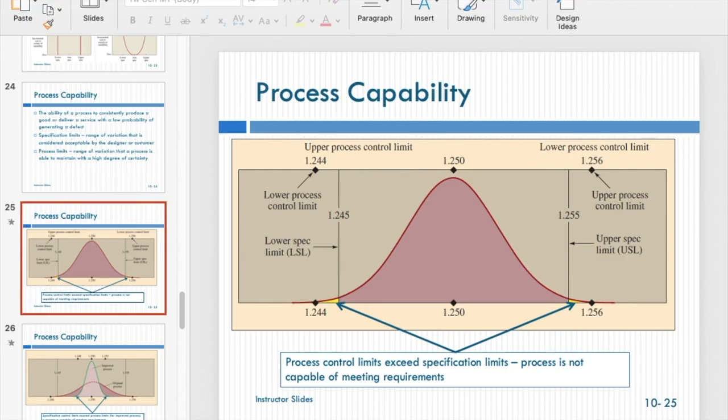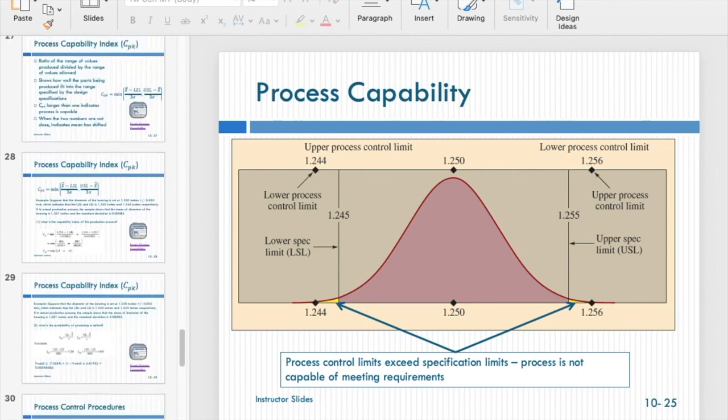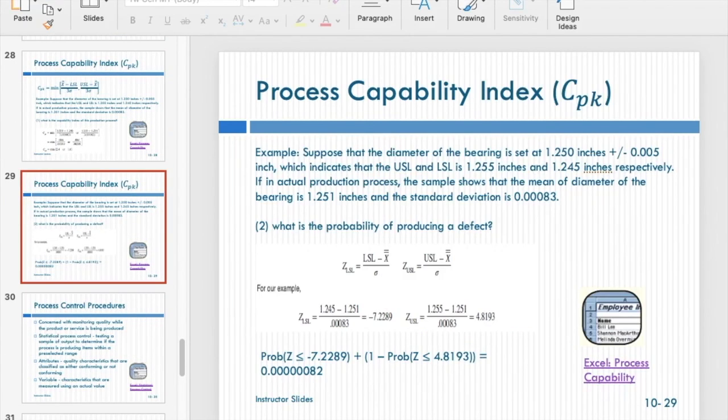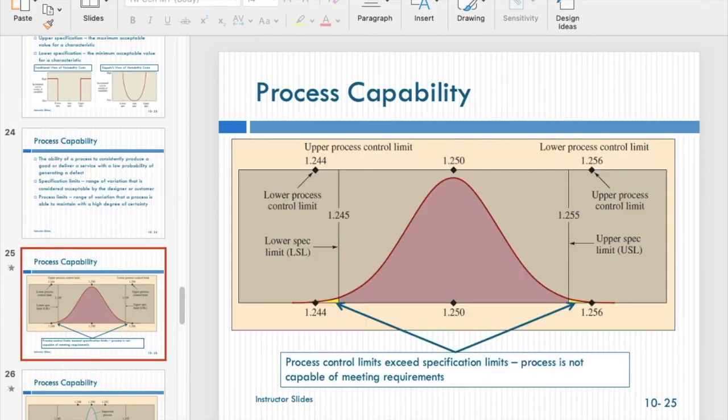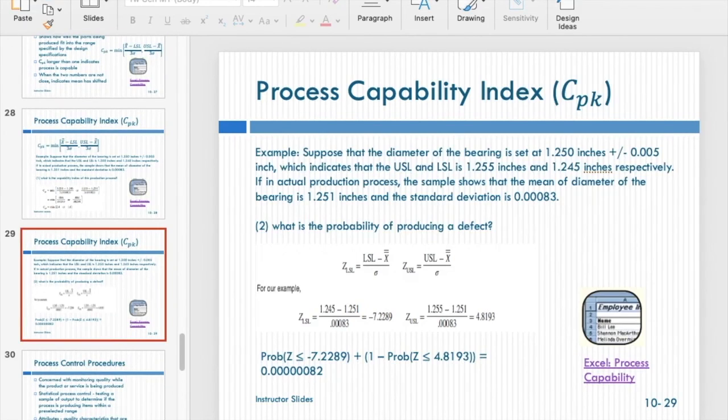Okay, but how to measure these two areas? This is actually very simple, just using the z-table, right? But before we can use the z-table, we have to figure out what the specific z-value is, right here and also right here. How to get these two numbers? I already showed it here, right? In order to get the z at the left-hand side, you can use LSL minus x double bar divided by sigma. That's it. In order to get the upper one, you use USL minus x double bar divided by sigma.